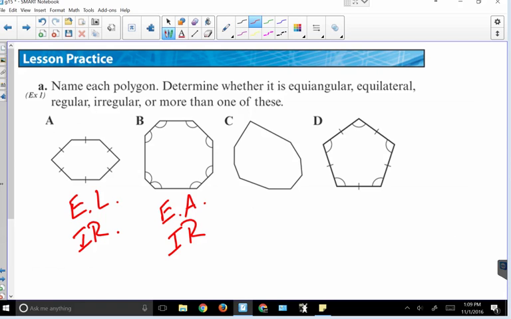So if I take a look at the next one, what do we got now? Okay, so what do we got? Irregular, because that's all it is. We don't know anything about anything else. And so the last one there, Colton, what do we get there? Yeah.